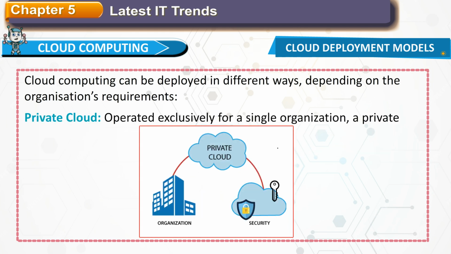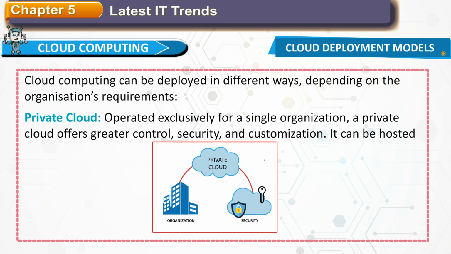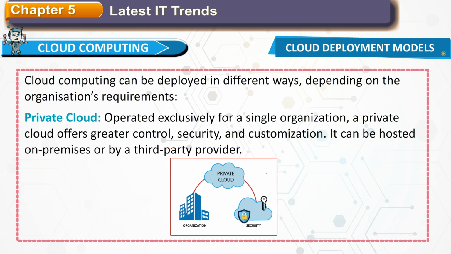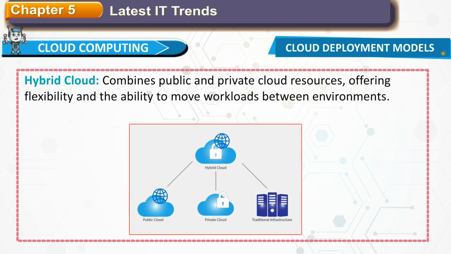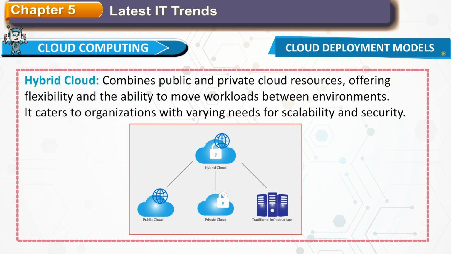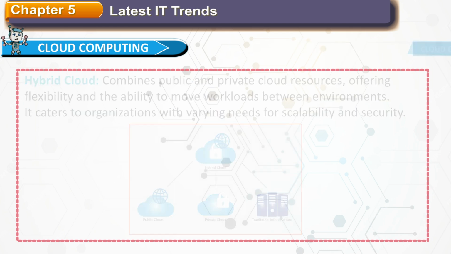Private cloud, operated exclusively for a single organization, offers greater control, security, and customization. It can be hosted on premises or by a third-party provider. Hybrid cloud combines public and private cloud resources, offering flexibility and the ability to move workloads between environments. It caters to organizations with varying needs for scalability and security.